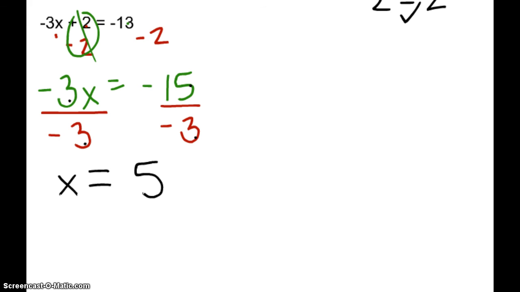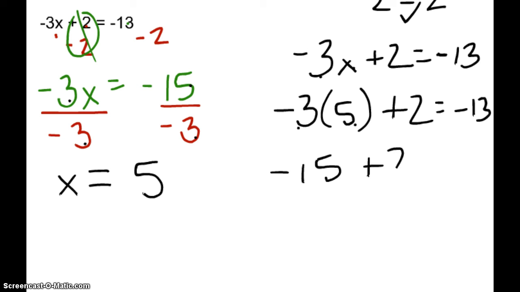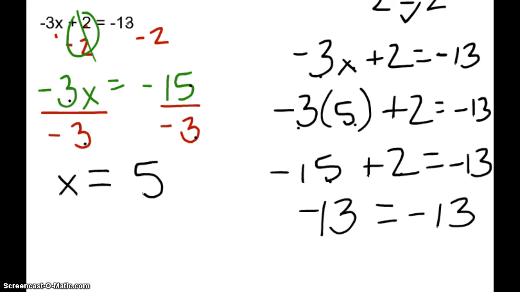So let's just now put that into our equation and see if it works. So let's rewrite it. Negative 3x plus 2 equals negative 13. So instead of negative 3 times x, we're going to put in negative 3 times 5, because x is 5, plus 2 equals negative 13. Negative 3 times 5 is negative 15, plus 2 equals negative 13. Negative 15 and positive 2 means you have 13 negatives, and that is equivalent to 13 negatives. So yes, we were right.